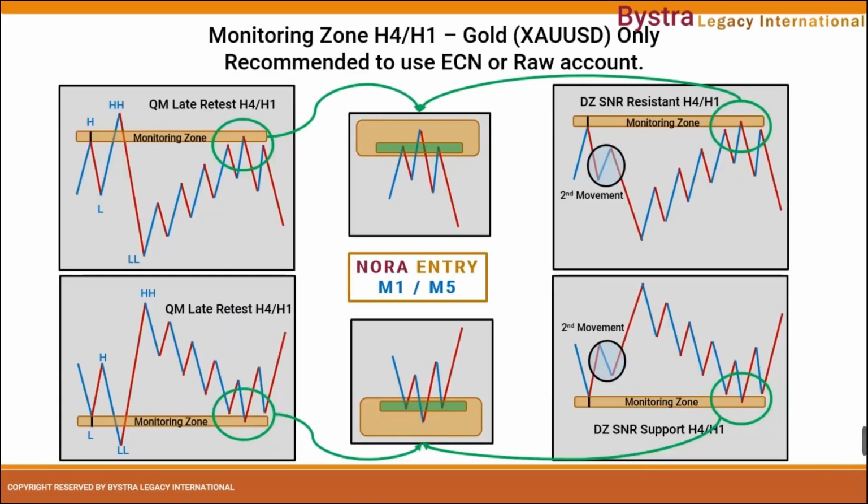Okay guys, in this slide we mark the H4 or the H1 as our danger zone SNR. Here you can see the danger zone SNR for H4, H1. We use it as a monitoring zone. Same thing here as well. It makes no difference. If you're using the danger zone, then we need to wait for the M5 confirmation to break out of the zone.